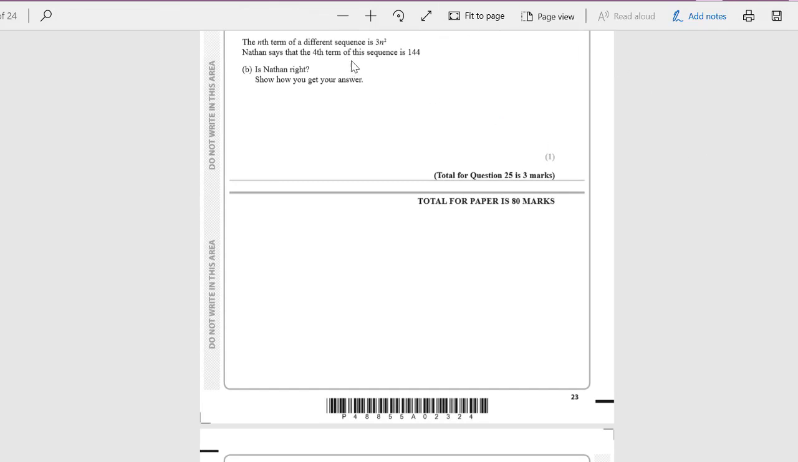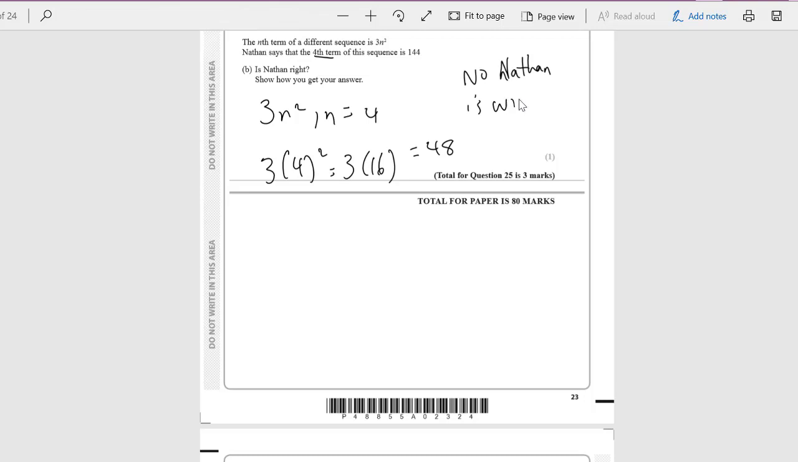Nathan says the fourth term of the sequence is 144. Is Nathan right? Show how you get your answer. So 3n squared, he says the fourth term, so n equals 4 in this case. So 4 squared is 16, times 3, which would give us 48. So unfortunately, no, Nathan is wrong. And that's the end of this paper.